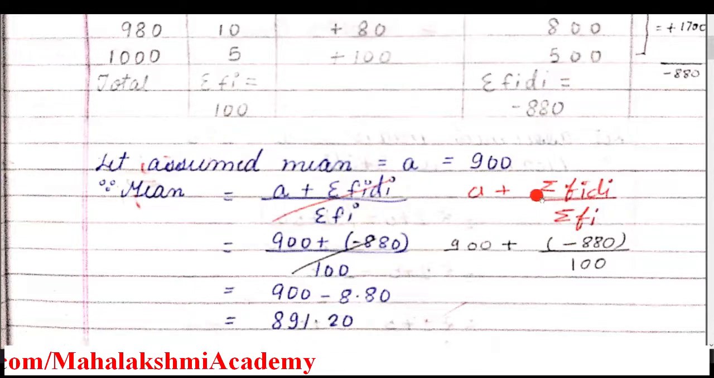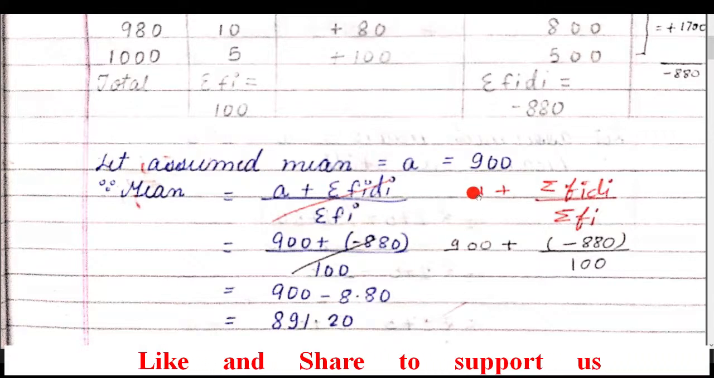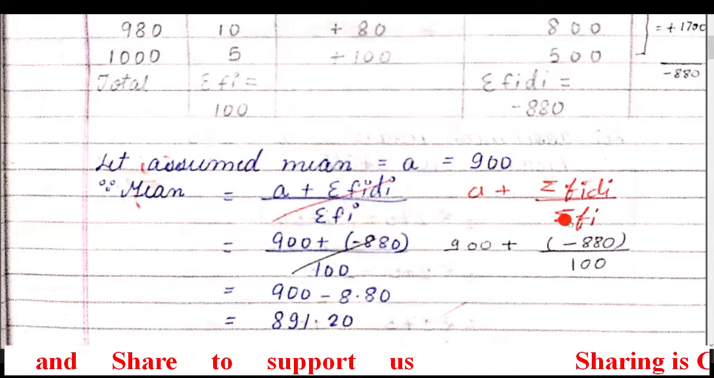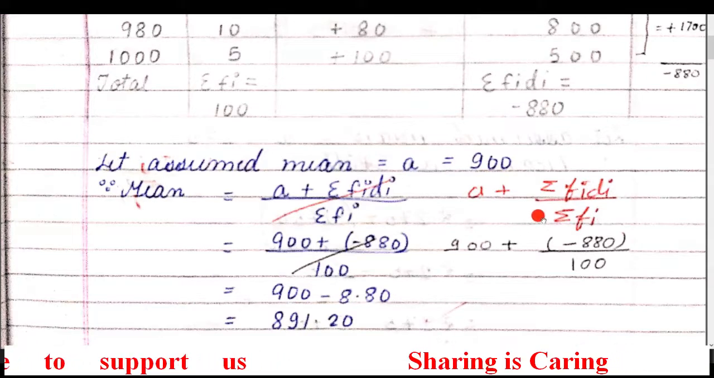Here students take care that this line is showing the division of sigma Fi di upon sigma Fi, so it will come till here only. Don't write like this, it's completely wrong. So you should write down the formula as A plus sigma Fi di upon sigma Fi. So just learn it. It's the formula of mean by assumed mean method.